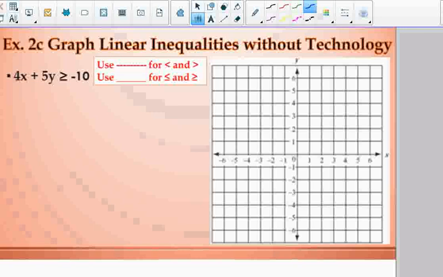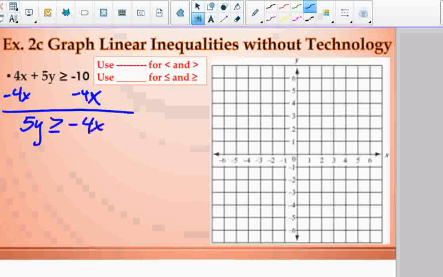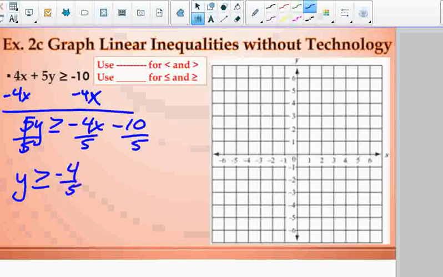For this one, they have it in standard form. You will need to put this in y equals mx plus b format first. So in order to do that, I need to get 5y by itself. So I'm going to subtract 4x on both sides. So now I have 5y is greater than or equal to negative 4x minus 10. To get y by itself, I divide by 5 on both sides. So now I have y is greater than or equal to negative 4/5 x minus 2.